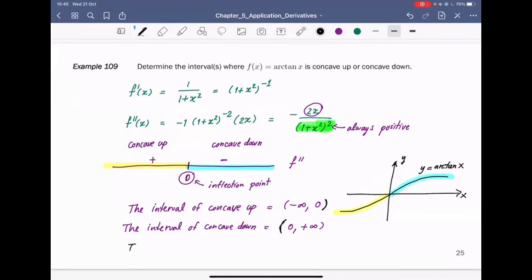So if you want to look at the inflection point, this is going to be just (0, 0). Right? Because when x equals 0, y equals 0, and that is the inflection point for arctan x. Sounds good? All right. We're going to do one more example, and then we're going to look at how to sketch the graph. That is going to be the fun one for today.